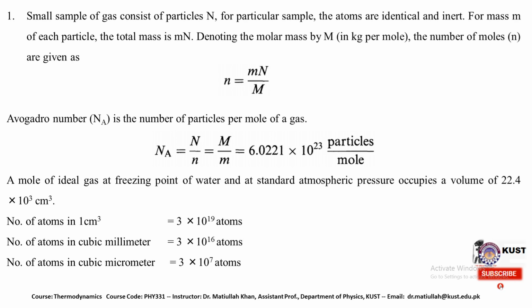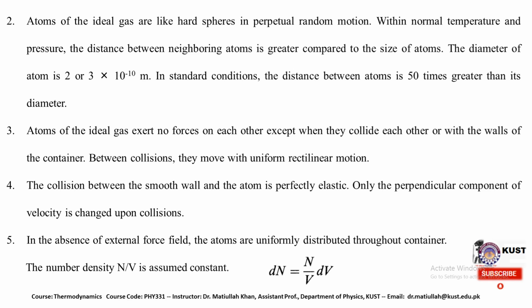From that we can calculate how many atoms are present in a unit volume. Further description has been given regarding the size and distribution of the atoms, in which it is said that the atoms are like hard spheres that are moving randomly. The diameter of an atom is 2 or 3 multiplied by 10^-10 meter. In normal standard conditions the distance between atoms is 50 times greater than its diameter.